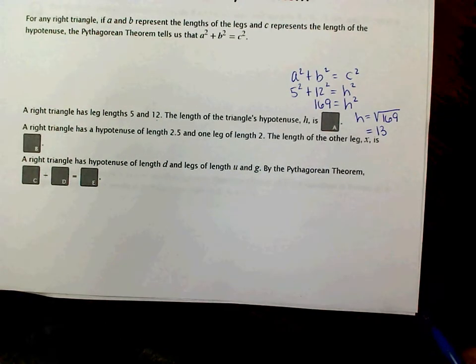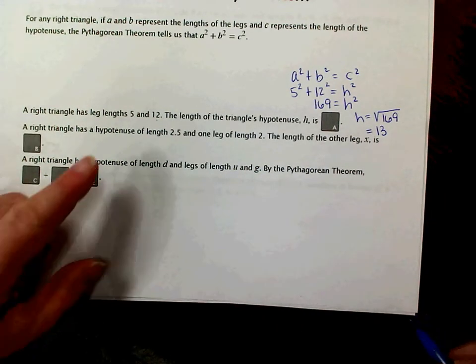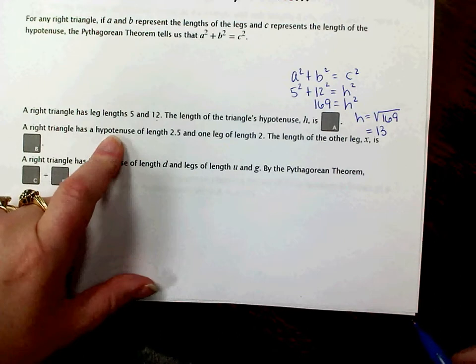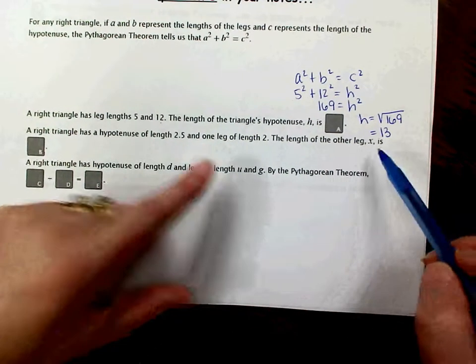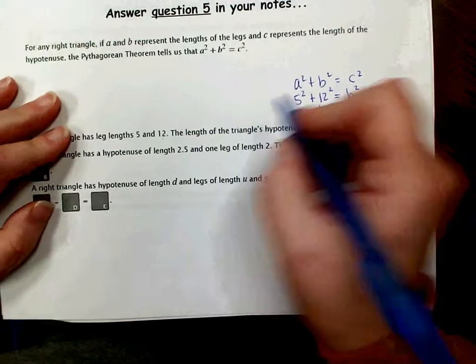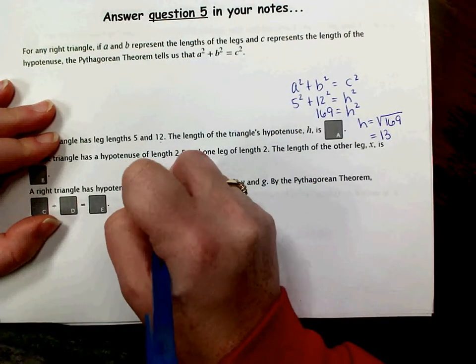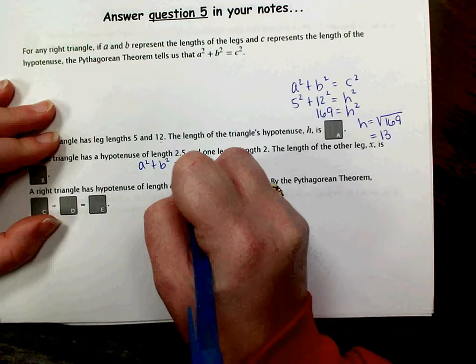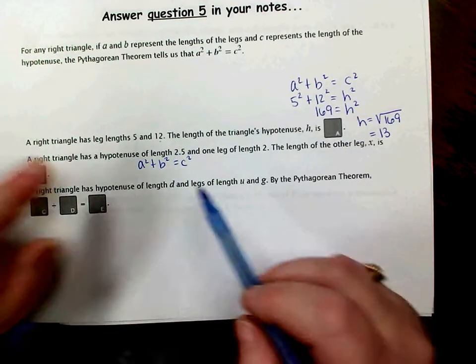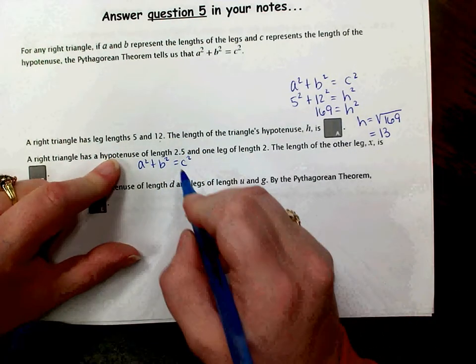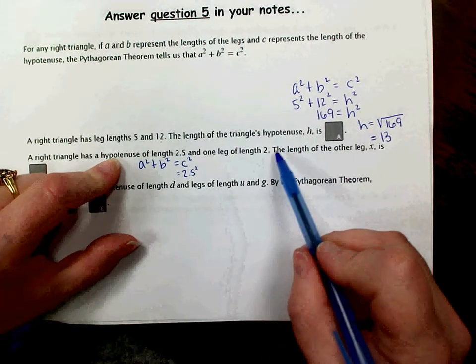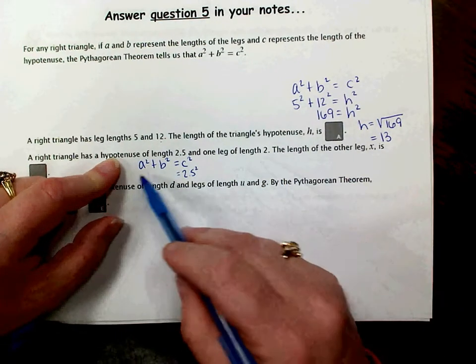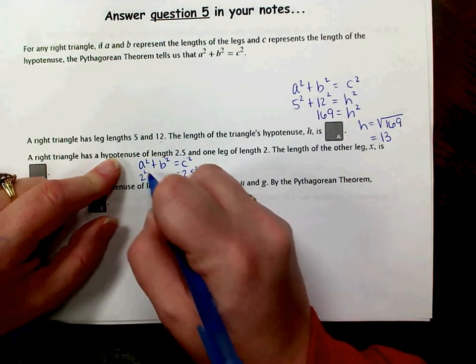The next one, we're given the hypotenuse and one of the legs, and we're trying to find the length of the other leg. So now in the Pythagorean theorem, we're not putting numbers in for A and B. The hypotenuse goes in for the C, so that's the 2.5 squared. And then we're given one of the leg lengths. It really doesn't matter, again, which one you put it in for, the A or the B.